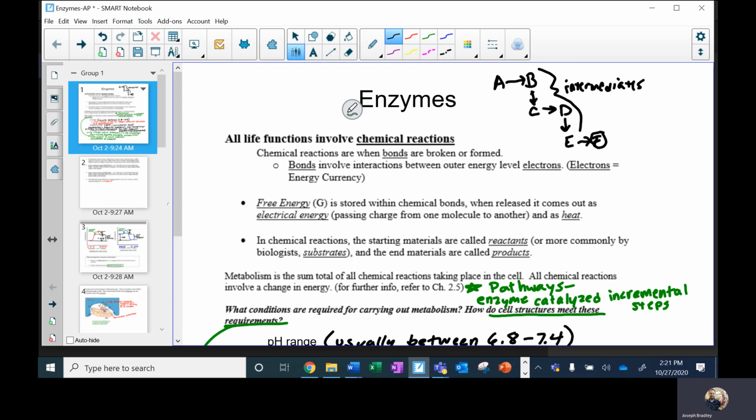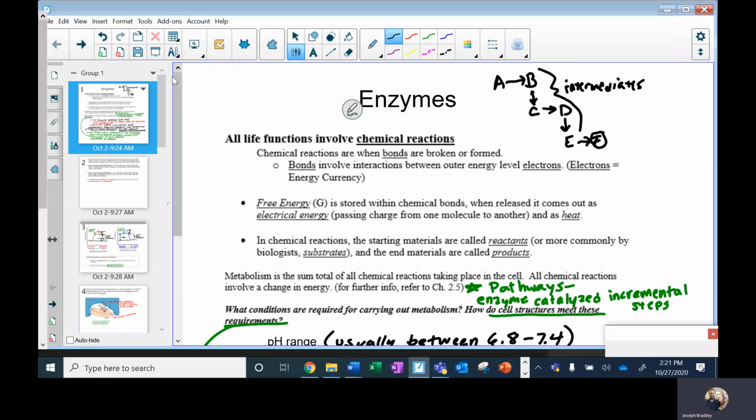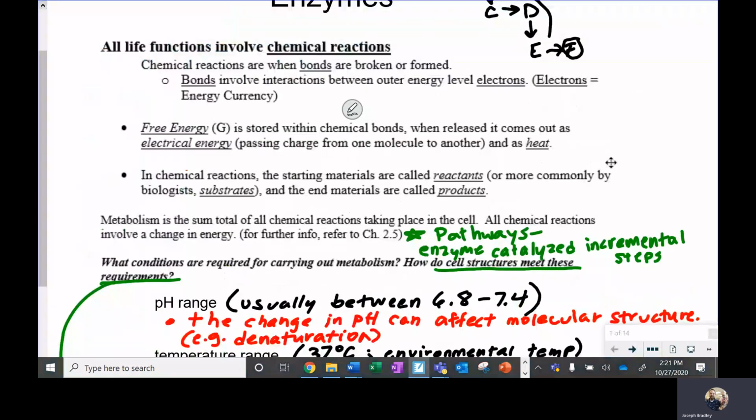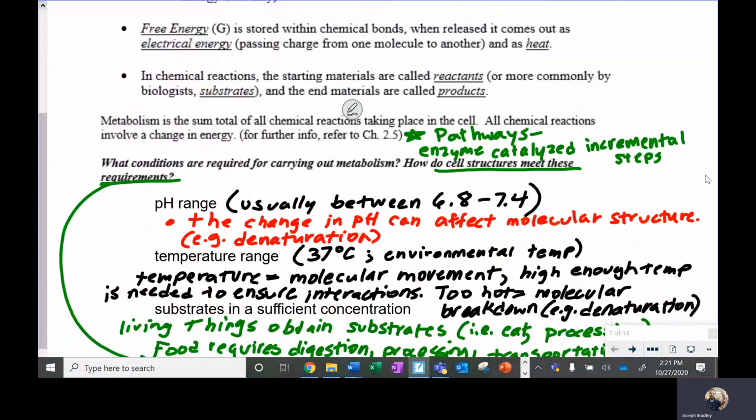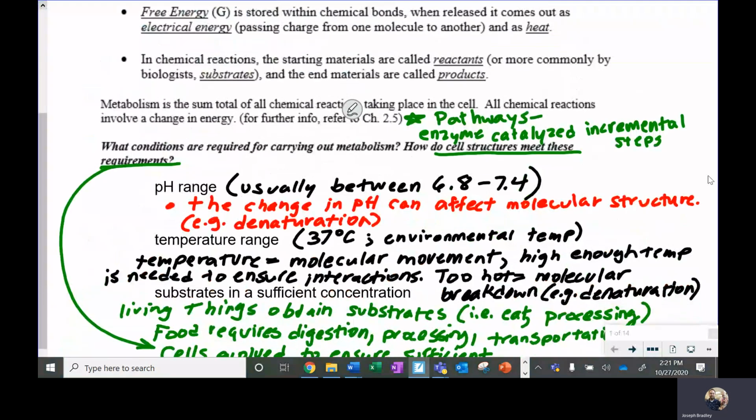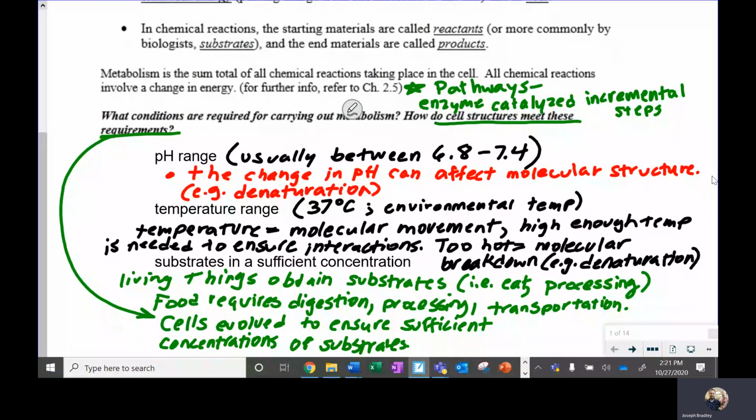So what are the conditions that are required for carrying out chemical reactions, and how do cell structures meet these requirements? First off, they need a pH range of usually between 6.8 and 7.4. A change in pH could affect the molecular structure. We call that change in molecular structure, by breaking hydrogen bonds for example, denaturation. It happens in proteins, and it can happen in nucleic acids. Those are things that involve hydrogen bonds.